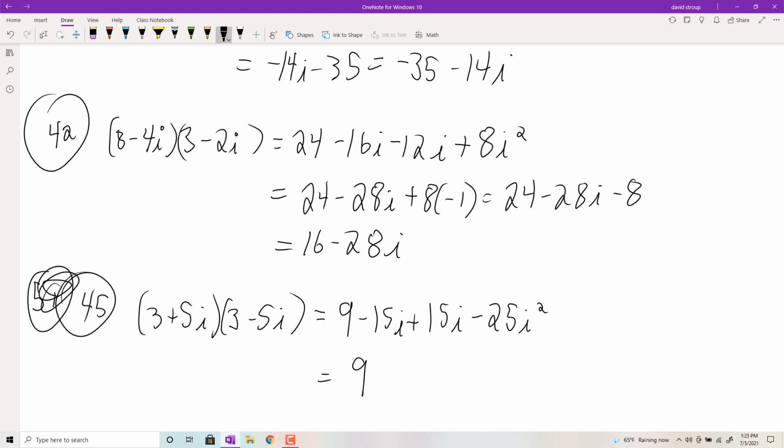Okay, so you see that the two middle guys are additive opposites. They're gone. Then I have 25, and we do our substitution for i squared. That's negative 1. So I have 9 plus 25, and we just end up with a real number, 34. I mean, technically, every real number is also a complex number.